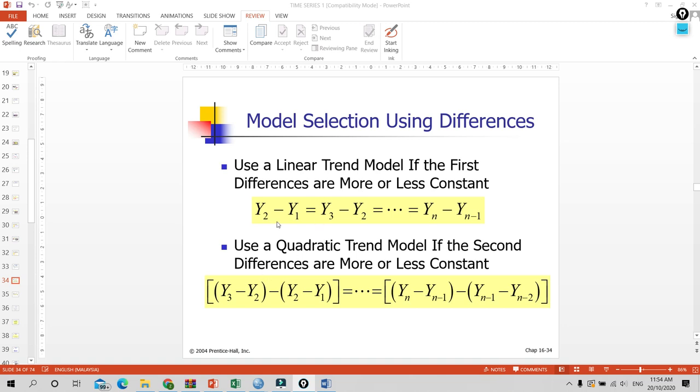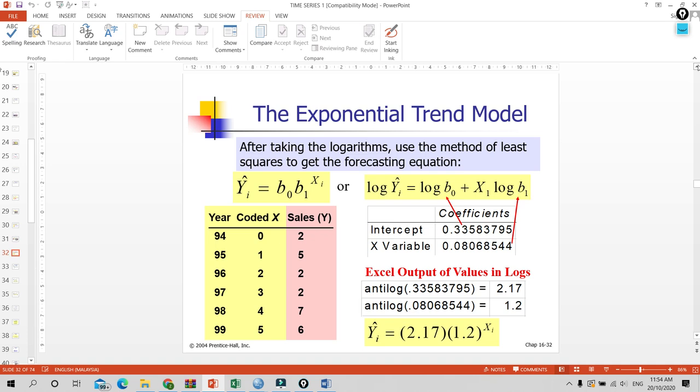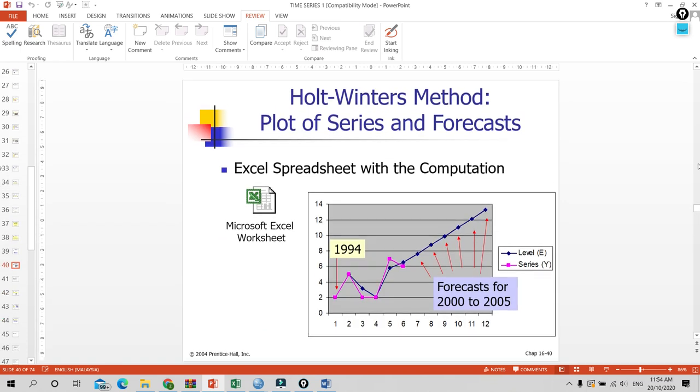Meaning to say, y2 minus y1, where y refers to the sales there. So y2 refers to sales for 1990, and y2 here is the sales for 1994. Now, if we check the timeline.